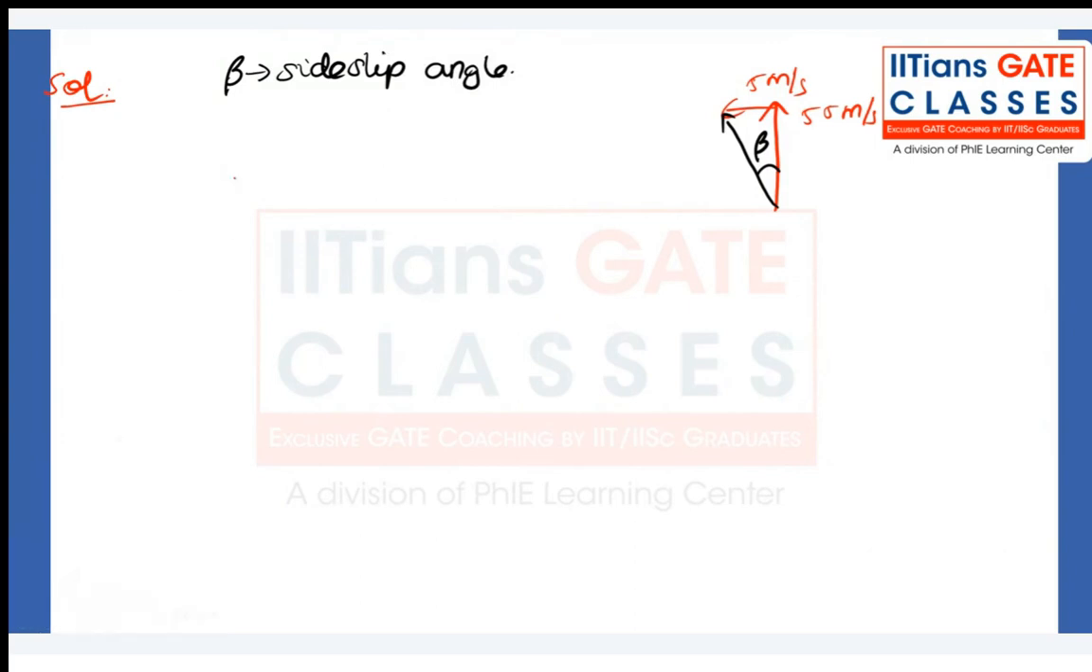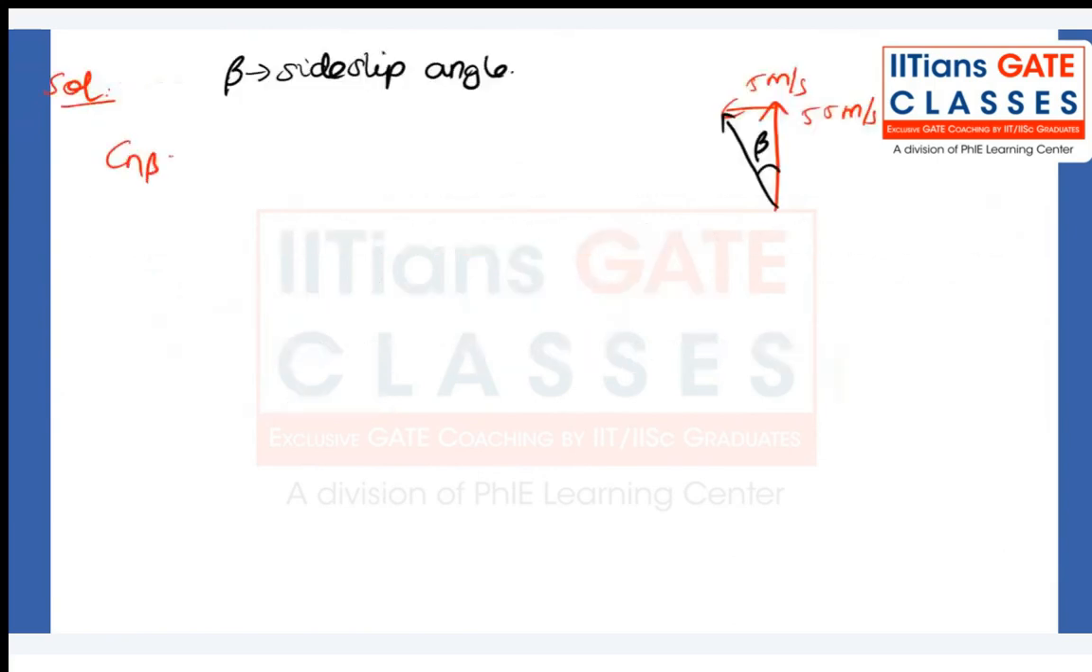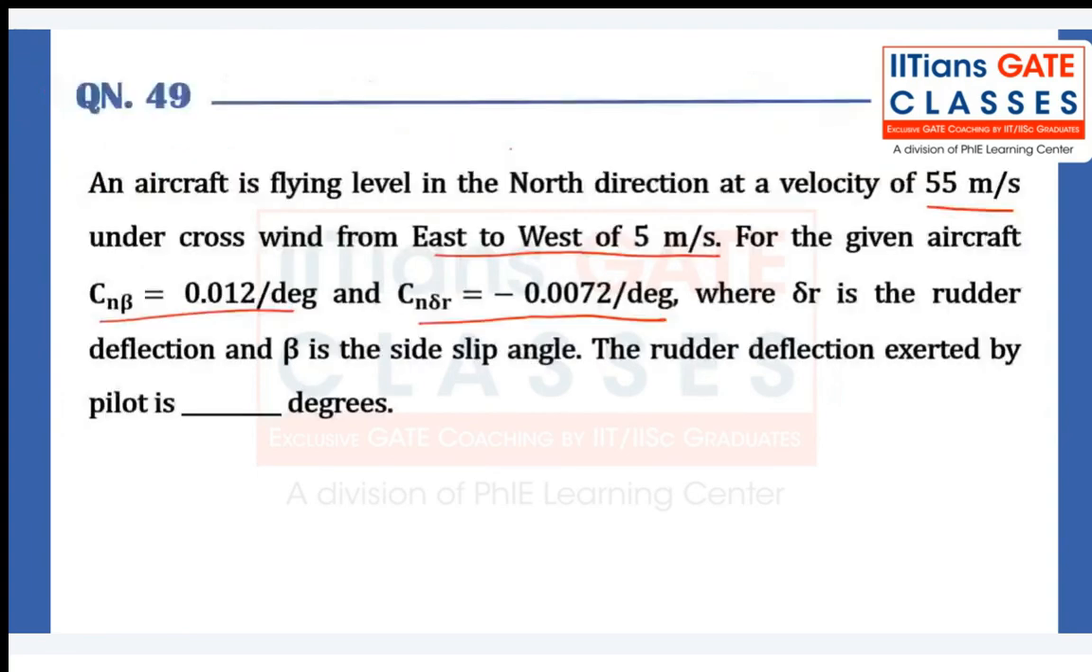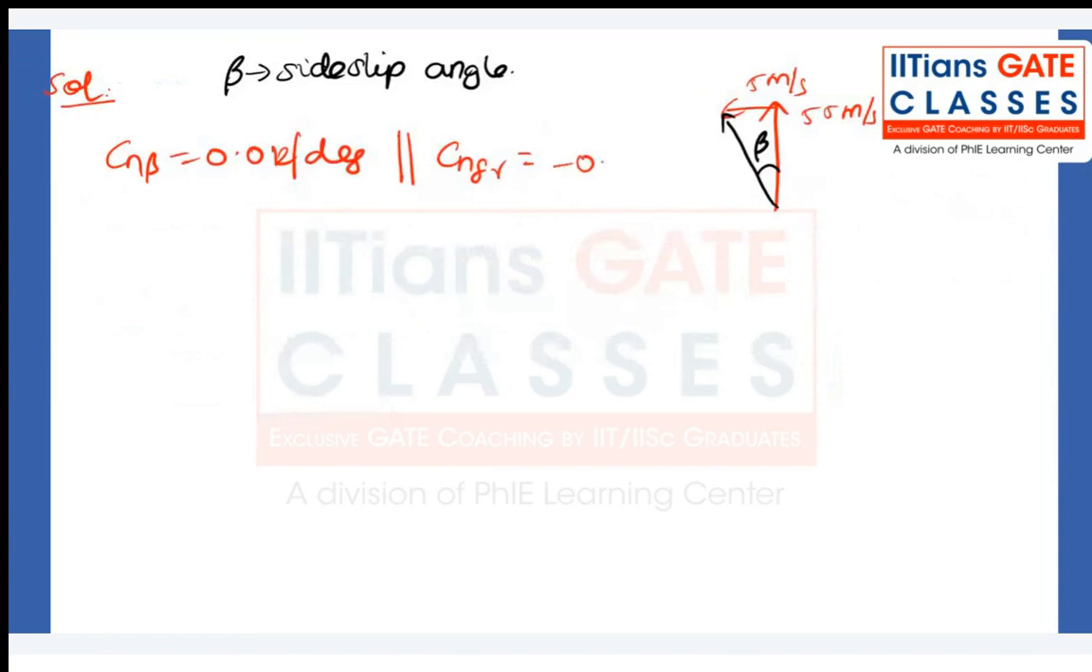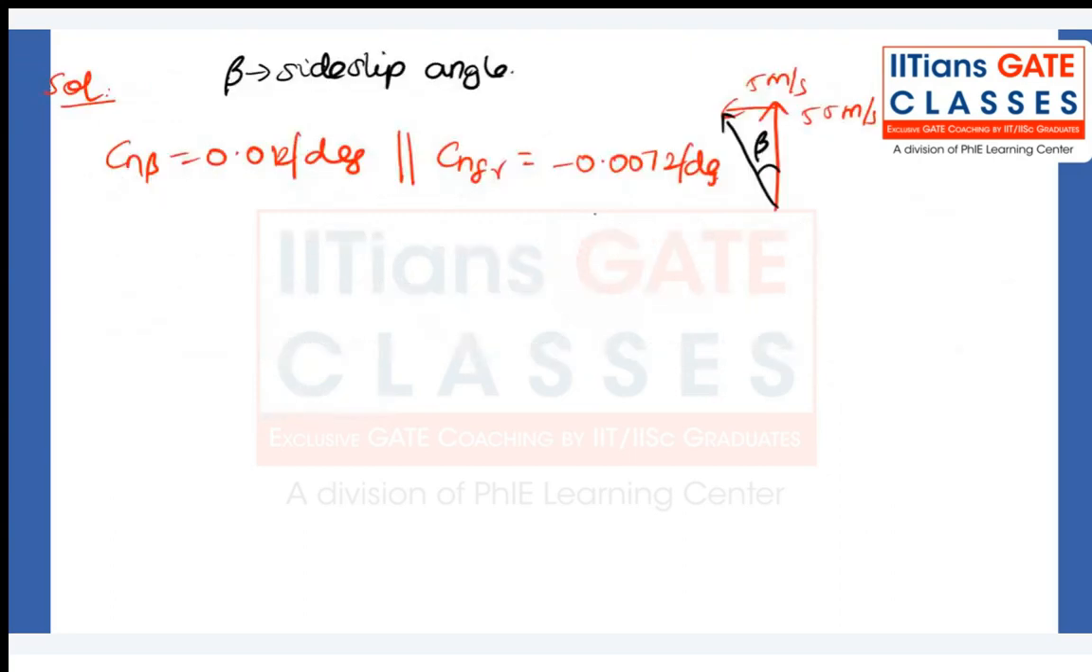Right. Next. Now what else is given? For the given aircraft, let's write that down. Cn beta is 0.012 per degree and Cn delta R is given as minus 0.0072 per degree. Okay, right. So which means now let's calculate side slip angle from this. But before that, let's write the general expression for Cn, which is basically Cn beta times beta plus Cn delta R times delta R.